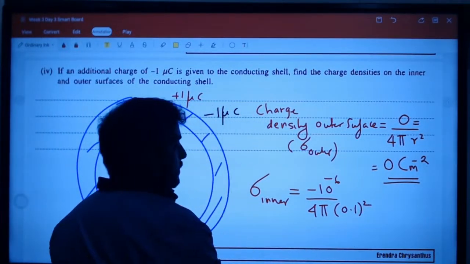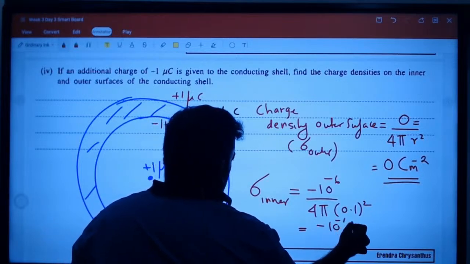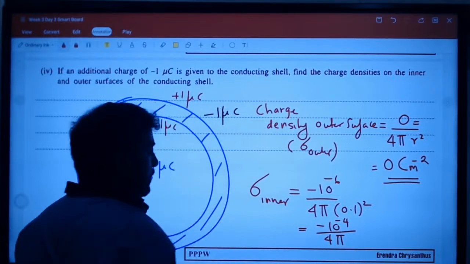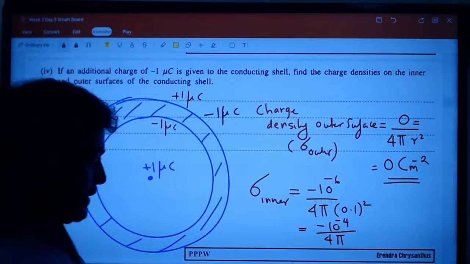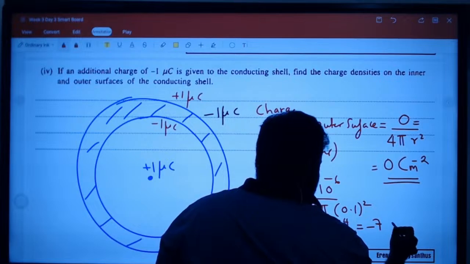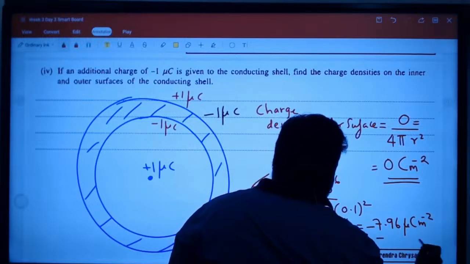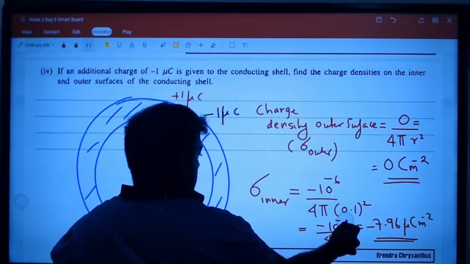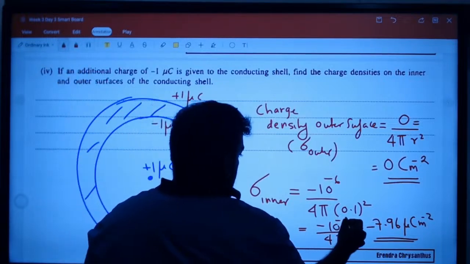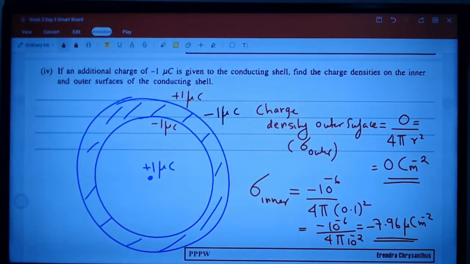0.1 square. 10 to the power minus 2 means 10 to the power minus 4, 4 pi. That's minus 79 microcoulomb per meter square. If you write in units, microcoulomb per meter square. Right?